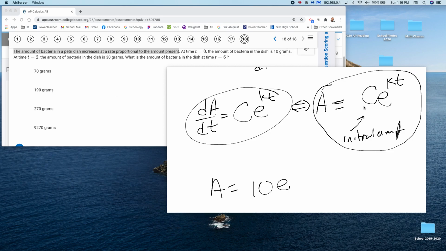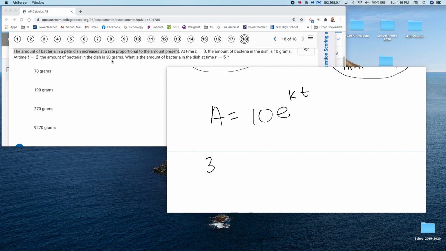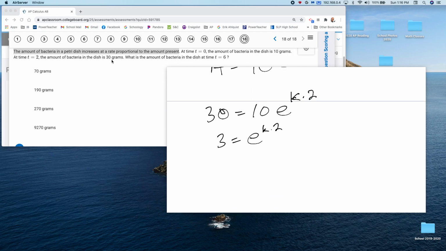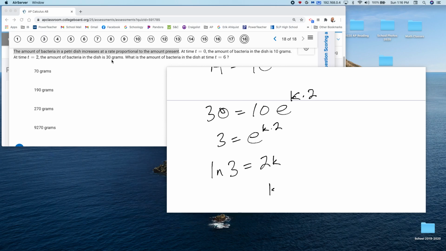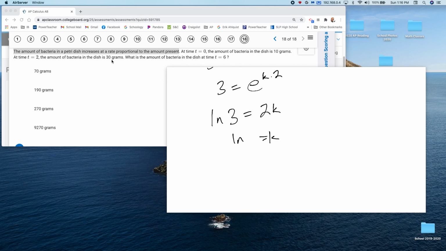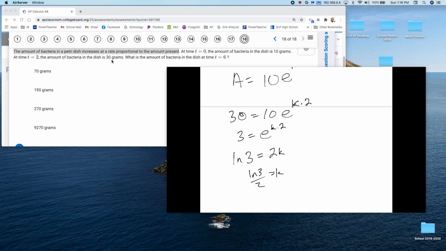So then we know we have this, and we know we have this. And then it says at time t equals 2, the amount of bacteria in the dish is 30 grams. Well, what that means is you got 30 grams when this is 2, and you have to solve for k. So we go, okay, well, 3 is equal to e to the k times 2. So natural log of 3 is equal to 2k. So k is equal to the natural log of 3 divided by 2, just using algebra.